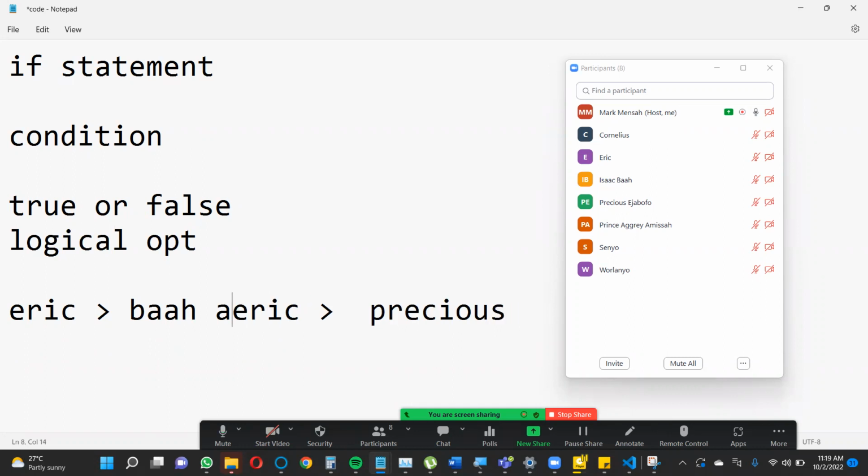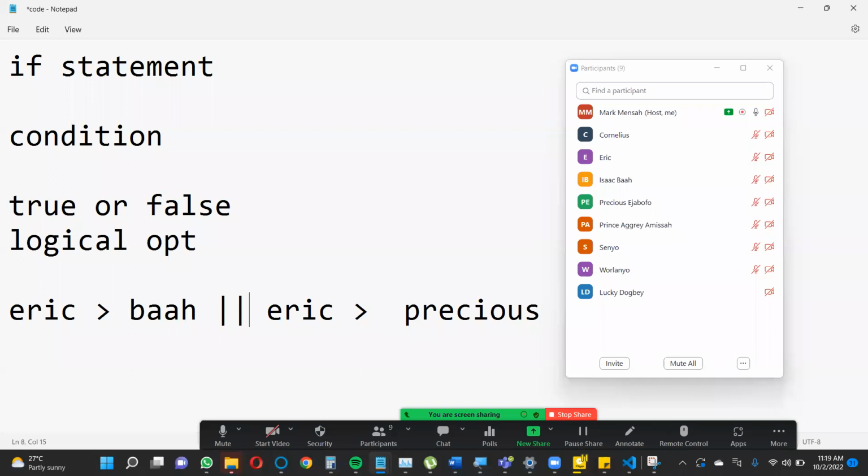Now, in programming, I can't write the word and. I have to write its symbol, and its symbol is the double ampersand sign. So when I write this, I mean and. And if I write or, I can use the double pipes, which is this.